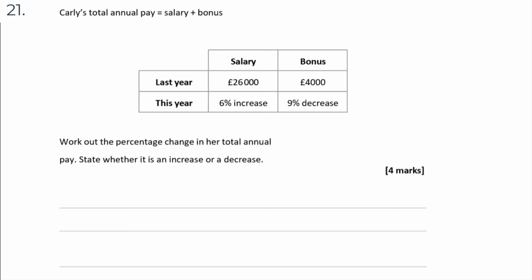Okay. So there's actually quite a bit to do here. Right, so last year she earned the total of her salary plus a bonus. So last year she got a total of £30,000, didn't she? The 26,000 plus the 4,000. Now this year, her salary component of her wage is increasing by 6%. So final, original, multiplier. Let's work out what's going on here.